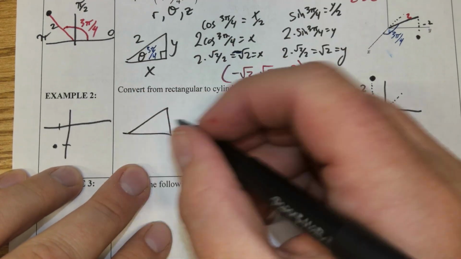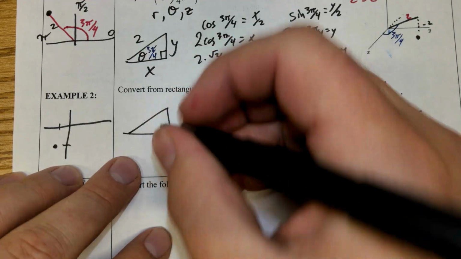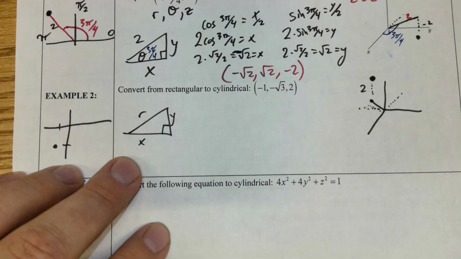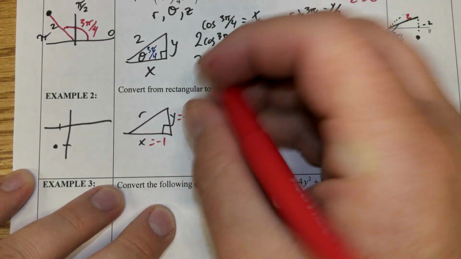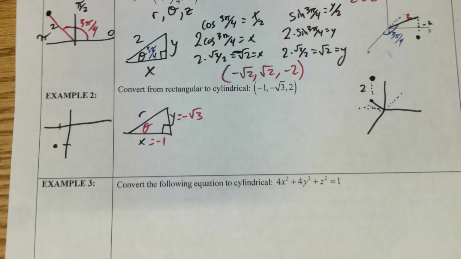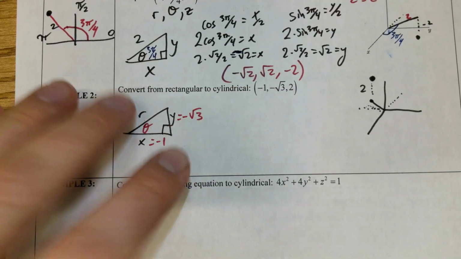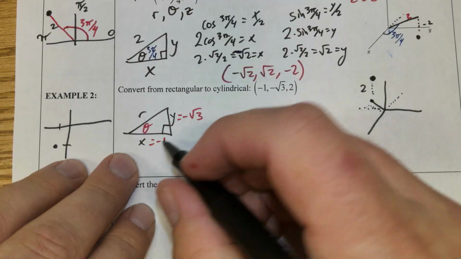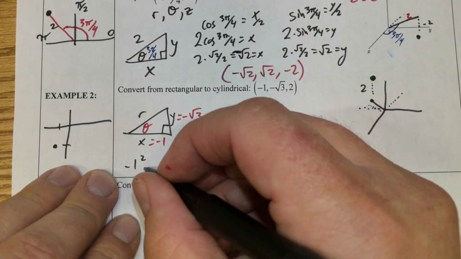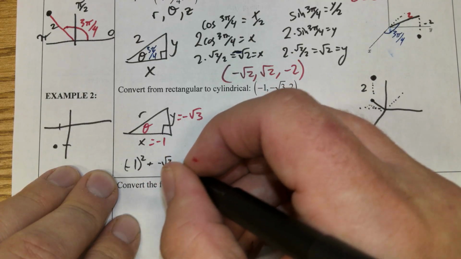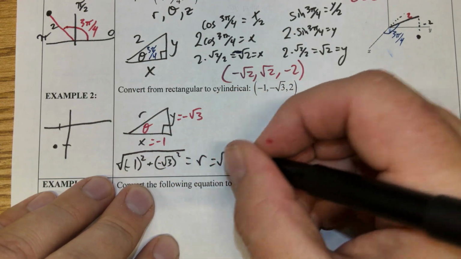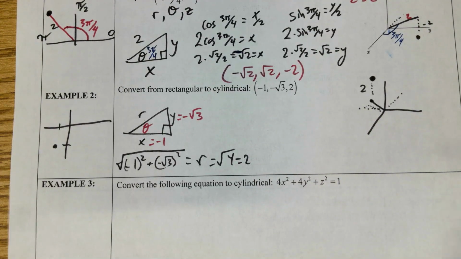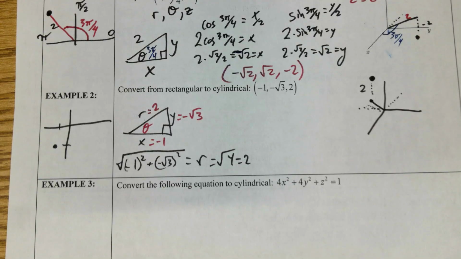Again, I'm guaranteed that I'm starting with a triangle. We're just drawing triangles. That's all we're doing out here, where I have my x, my y, and my r. In this case, x is -1, y is negative rad 3, theta is unknown. But again, I can solve this out. Pythagorean theorem tells me that -1 squared plus negative rad 3 squared would give me r, which is just 2. That's just Pythag there, folks.